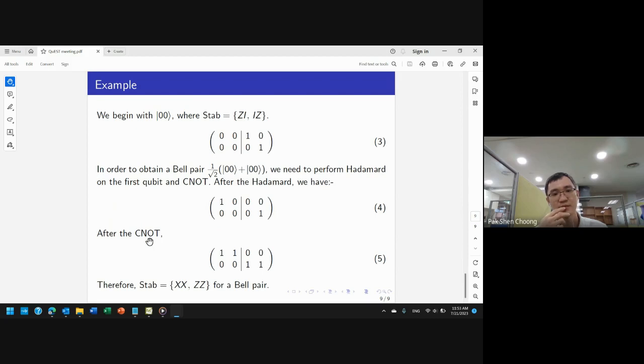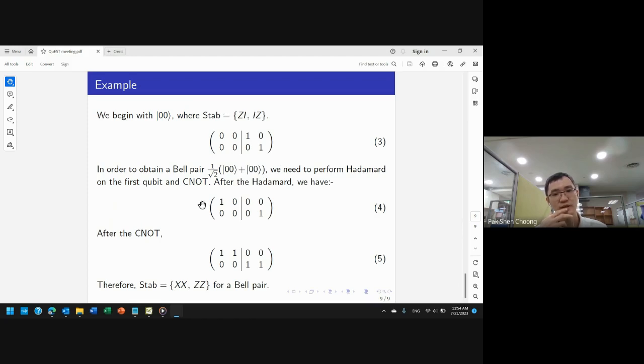And then we perform CNOT. CNOT means that we do XOR from the first column to the second column. That's why we get 1, 1 over here. And then from the second column to the first column on the Z side, which is 1, 1 over here. So then we read out the final form, whereby the generators are basically XX and ZZ for a Bell pair.